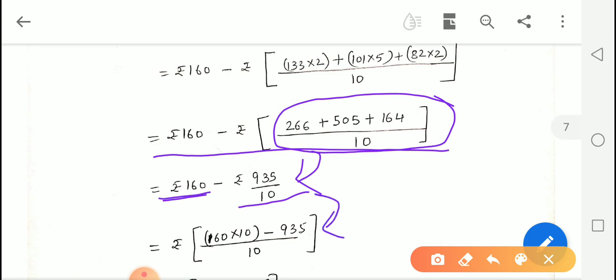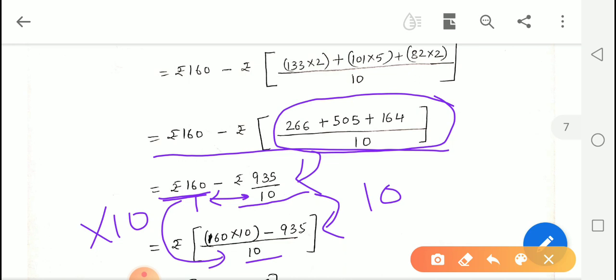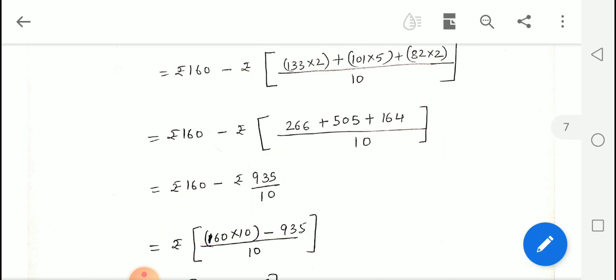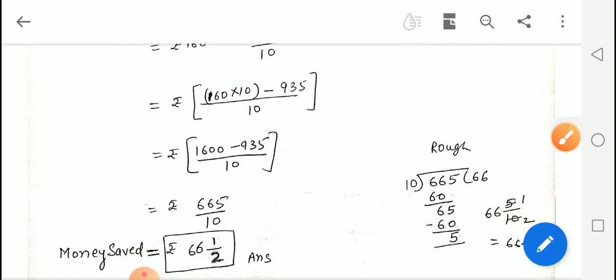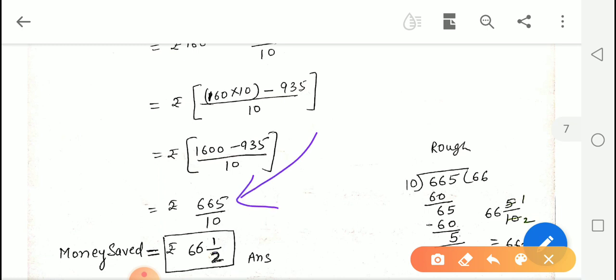Here there is no denominator, the denominator is 1, and the LCM of 1 and 10 is 10 only. So we'll see 1 is multiplied by which number. It is to be multiplied by 10 to get 10. So we will multiply its numerator by 10. Here the 10 is multiplied by which number? It is to get 10. It is to be multiplied by 1. So its numerator is multiplied by 1. After solving this, we will get 665 upon 10 as the answer.